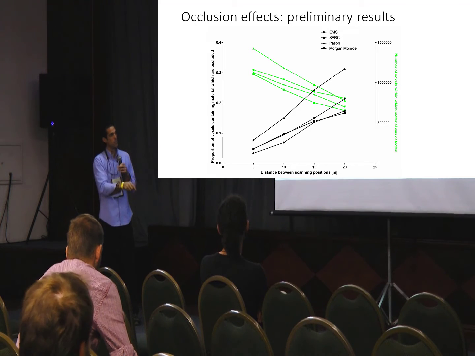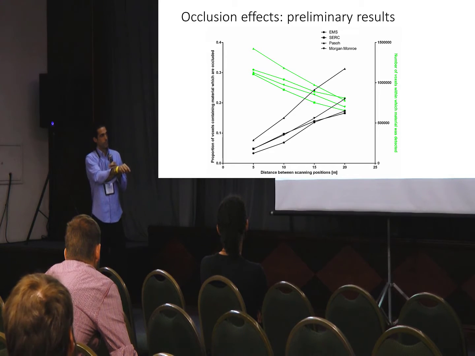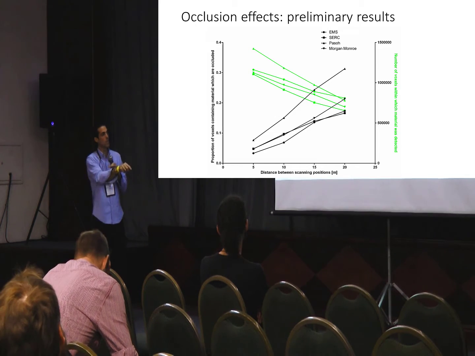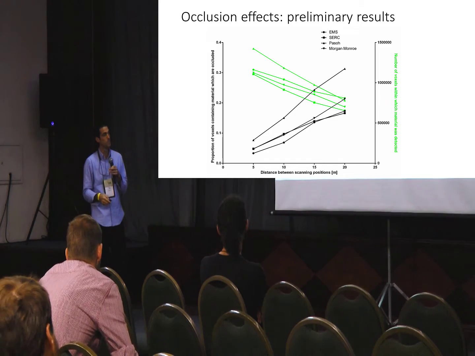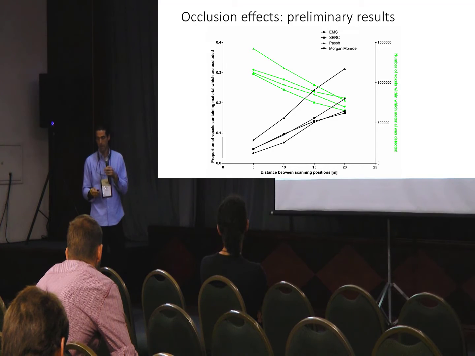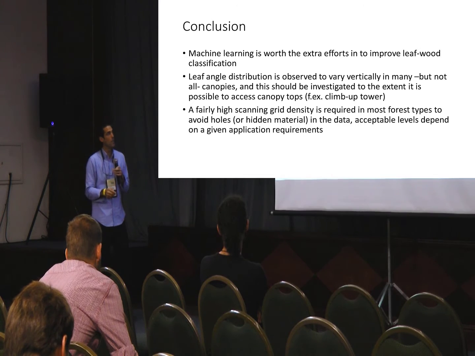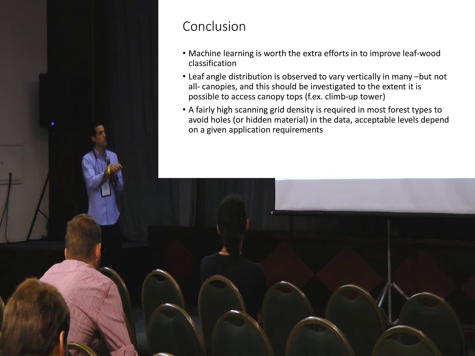So this to me says that depending on the application you're looking to use the mapping of the leaf area for, 10 meters between scan positions could potentially be acceptable, but you are going to have some holes in the data for sure, compared to the reality. At 5 meters, occlusions are getting pretty low, so we're getting around 5% of occlusion. So these are the main findings that I want to present here.